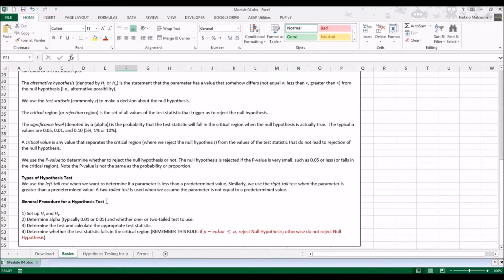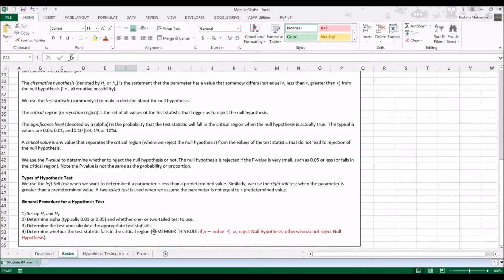The general procedure for hypothesis testing is generally the same. So you first set up the null hypothesis and alternative hypothesis. Either determine or get the information on alpha, and decide which test you're going to use. Is it left tail test, right tail test, or two tail test? Figure out the test and then calculate the test statistic. And lastly, determine whether the test statistic falls in the critical region, or we're going to be using the method called the p-value method.